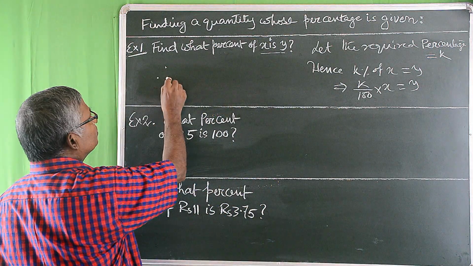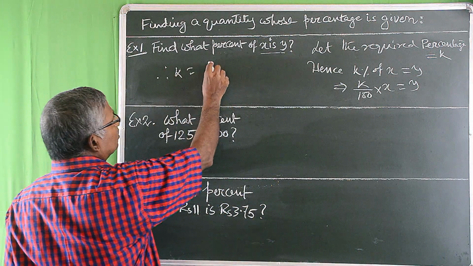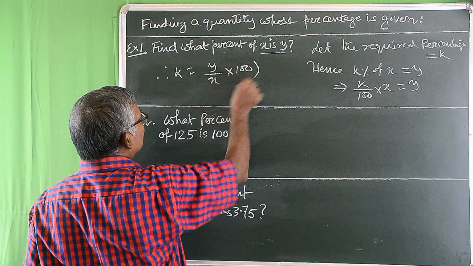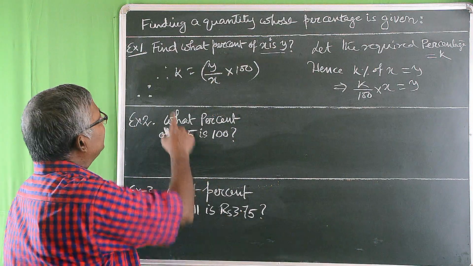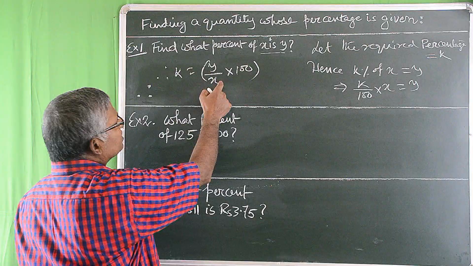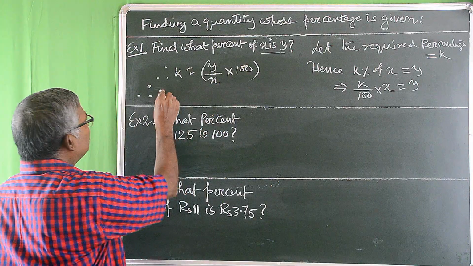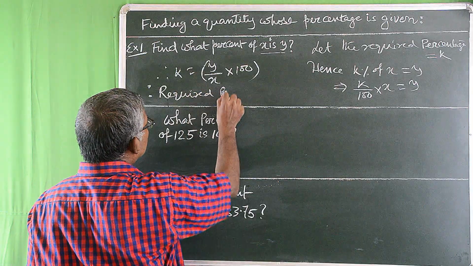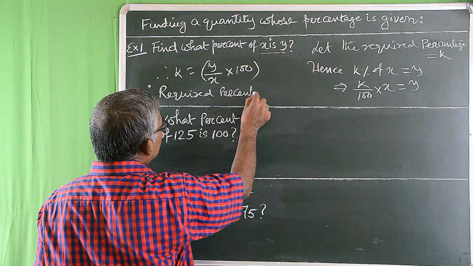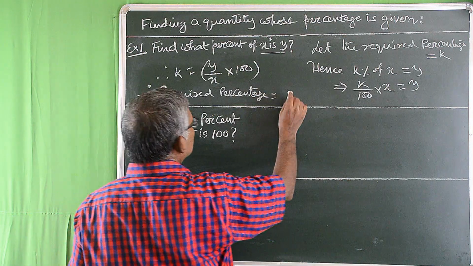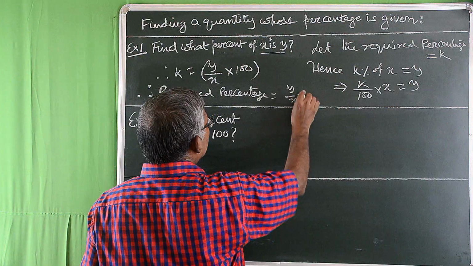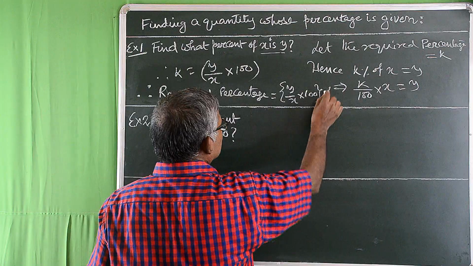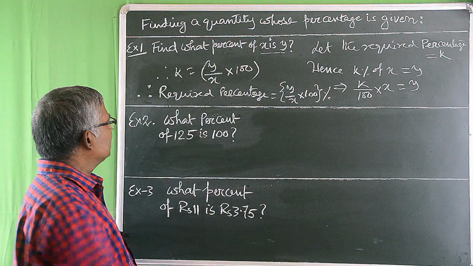Therefore, k equals y by x into 100. So we get the value of k is y by x into 100. Therefore, the required percentage equals y by x into 100%.